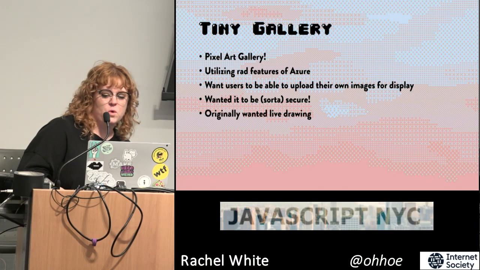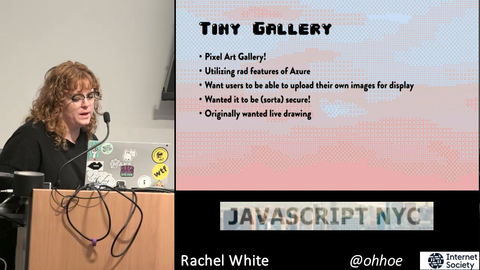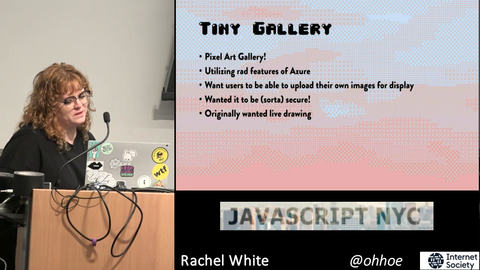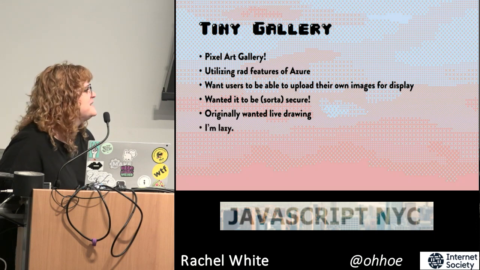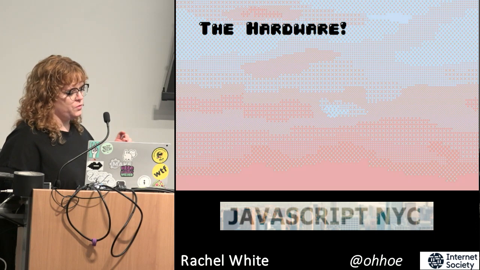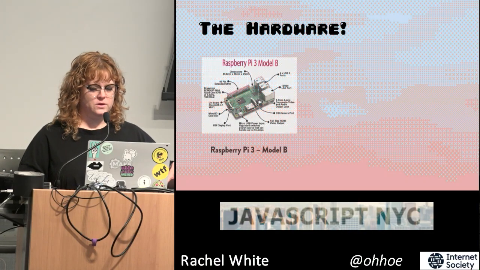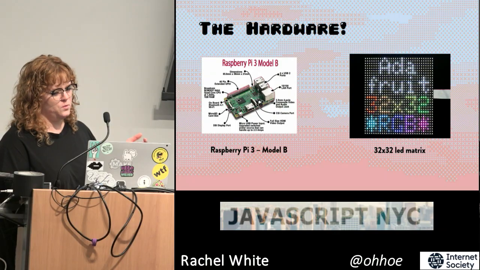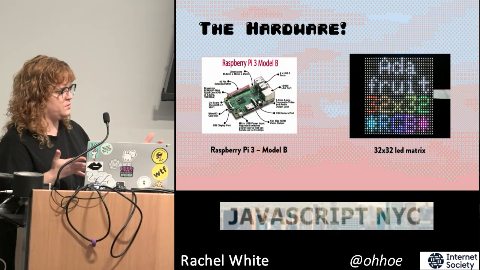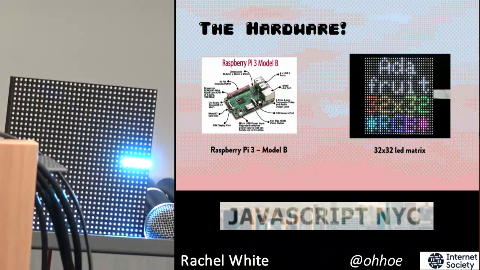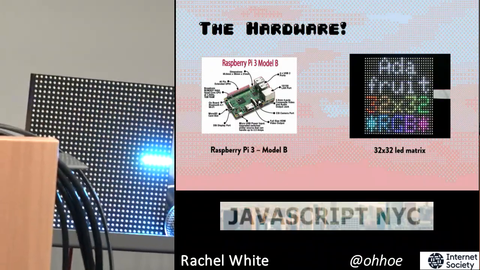And originally I wanted it to be live pixel art drawing, but I didn't want to deal with Canvas or iterating all over the currently active pixels because I'm lazy. So this is what we ended up doing. So for the hardware back here, I used a Raspberry Pi 3 Model B. I'd only worked with the Pi once previously because I was intimidated with the older models with having to hook it into the router because I'm needing a display because I'm lazy.